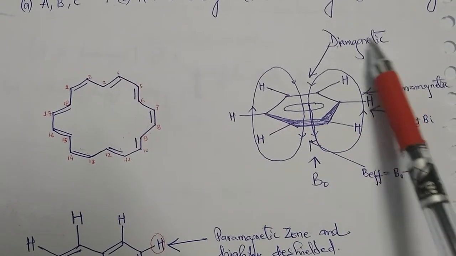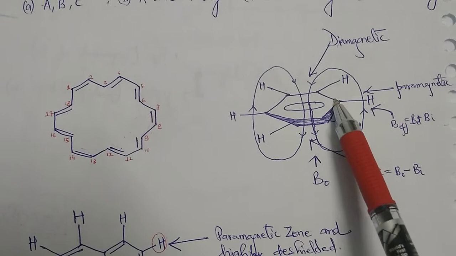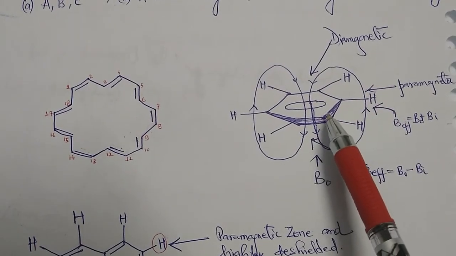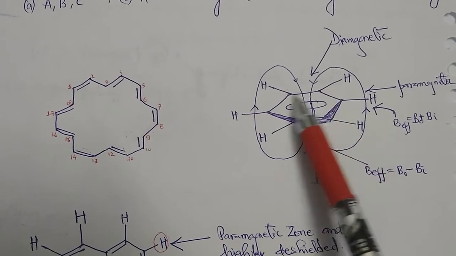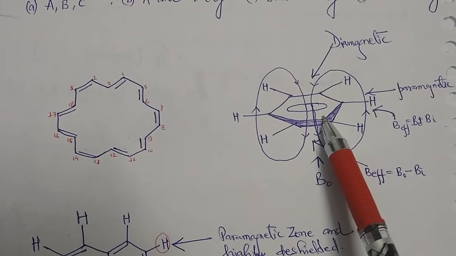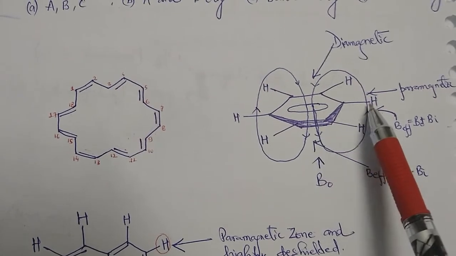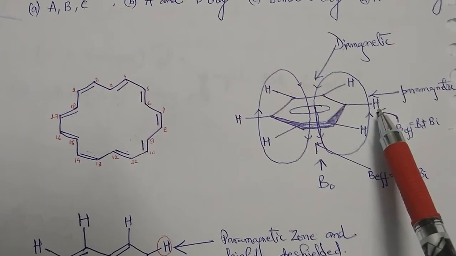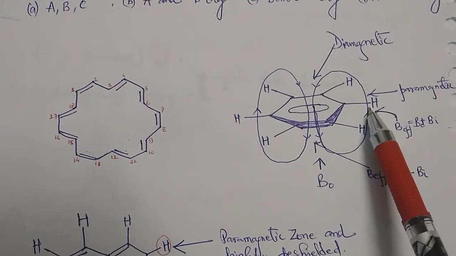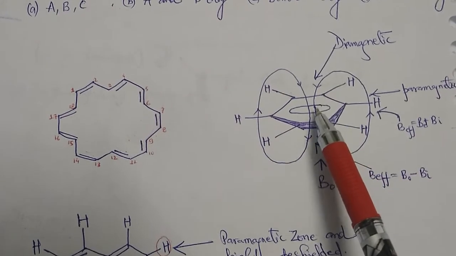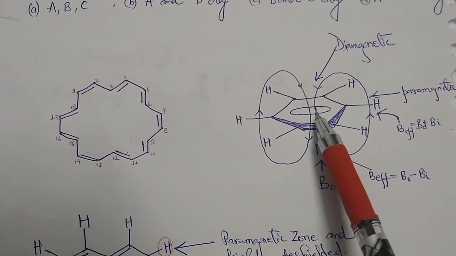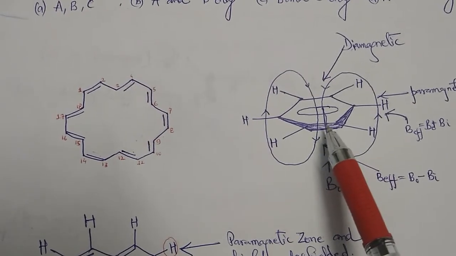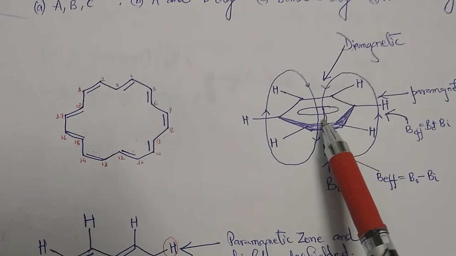Now, the region at the center of this benzene ring is a diamagnetic region. So, if we generalize the idea, in an aromatic ring, a proton located at the exterior side will be in the paramagnetic region and will resonate at a high chemical shift, and protons located at the center will be in a diamagnetic region, which will resonate at a low chemical shift value.